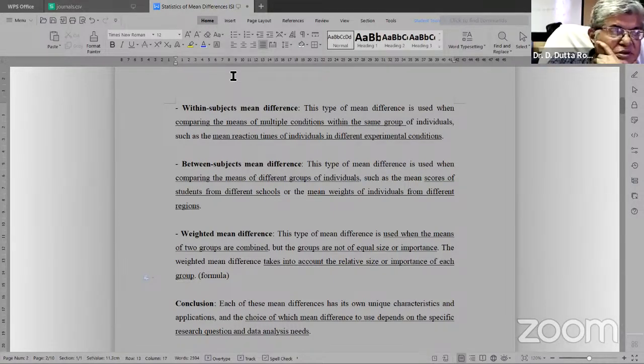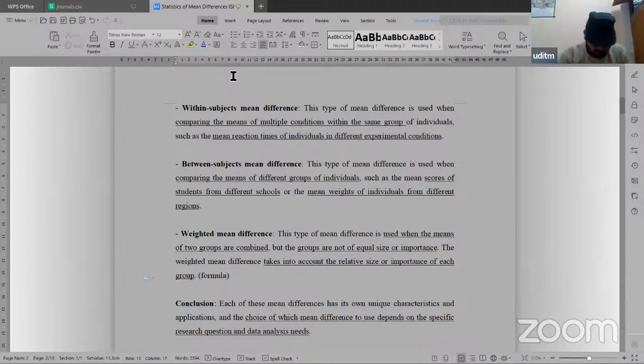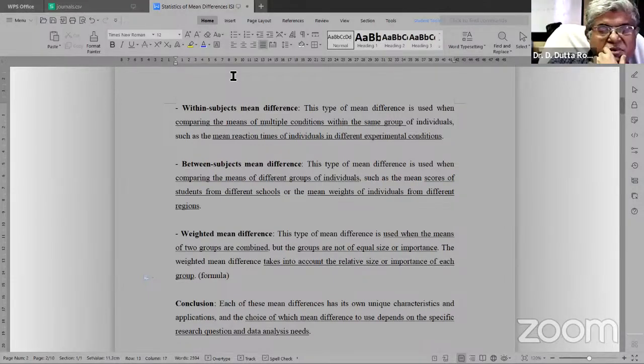Please write the formula of weighted mean difference. Then again, you will get the answer from ChatGPT. Okay, sir. So you can ask ChatGPT repeatedly if there is no clarity. Okay, sir.